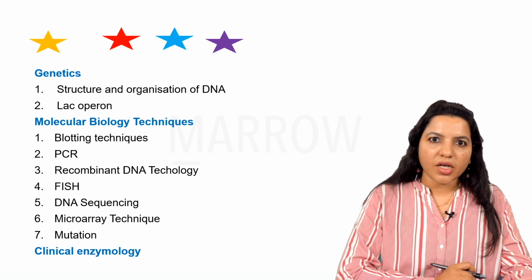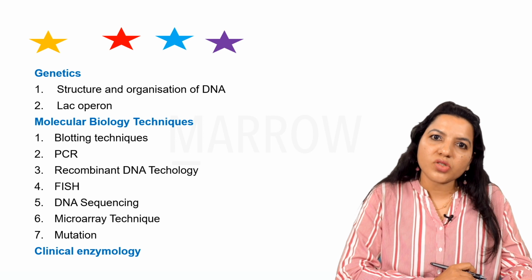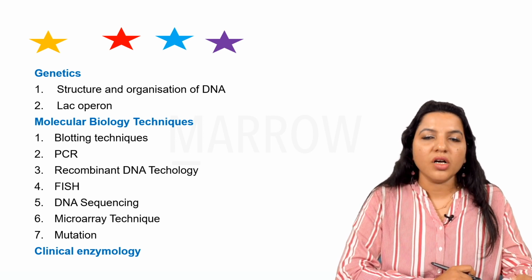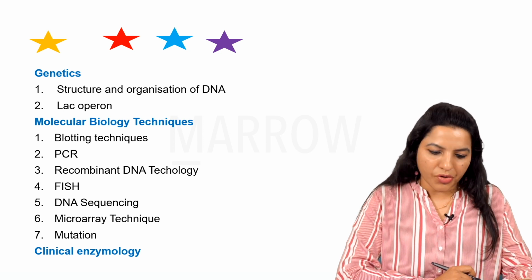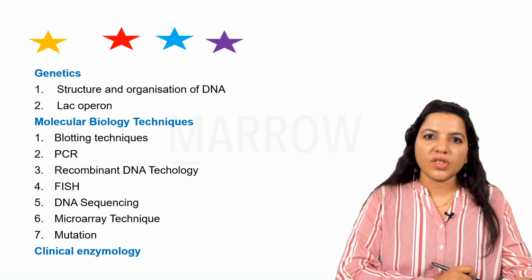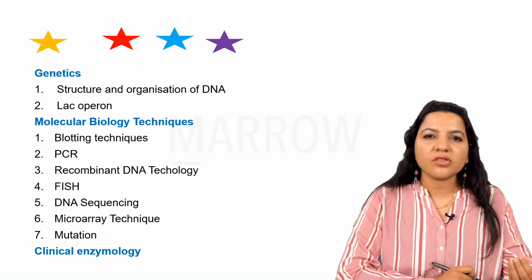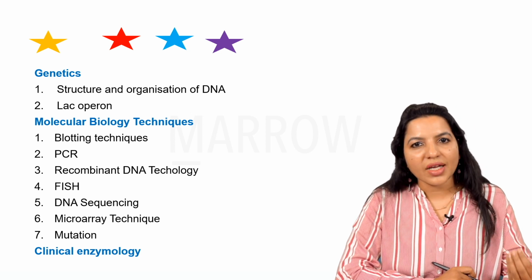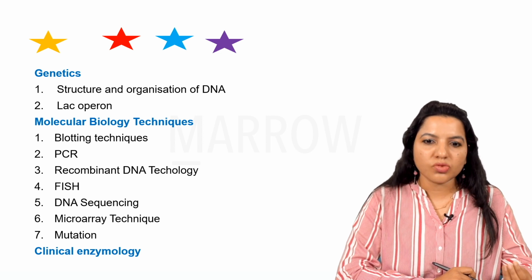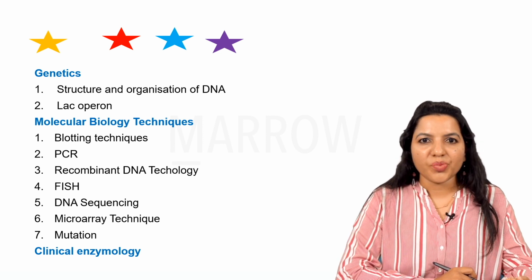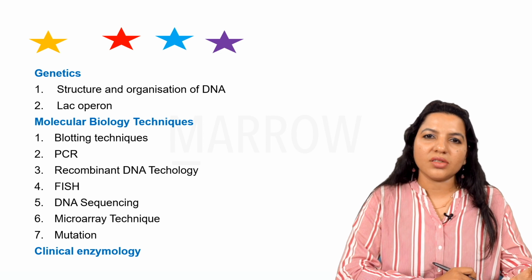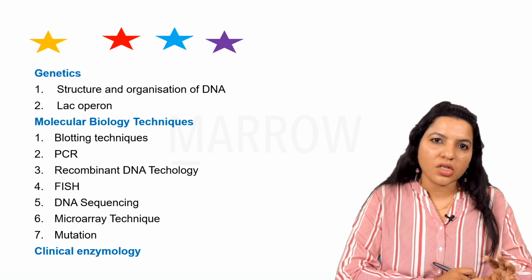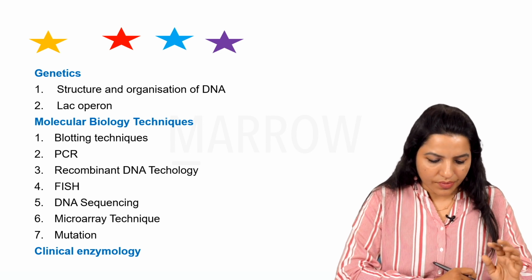In the genetics part, the 4-star topics I should say are the structure of DNA, the Watson-Crick model, that is the base pairing rule, Chargaff's rule. These are important. Then organization of DNA, not the whole topic, but at least what is a nucleosome, what is euchromatin, what is heterochromatin; at least that much you should know. Then lac operon. Lac operon is a very familiar thing for you. That is also important. The video is also there. You can watch it and you will understand it very surely.